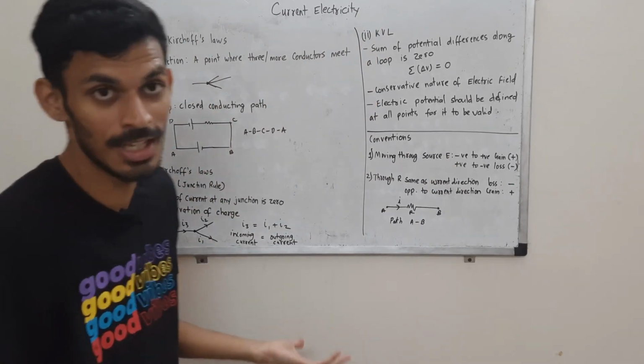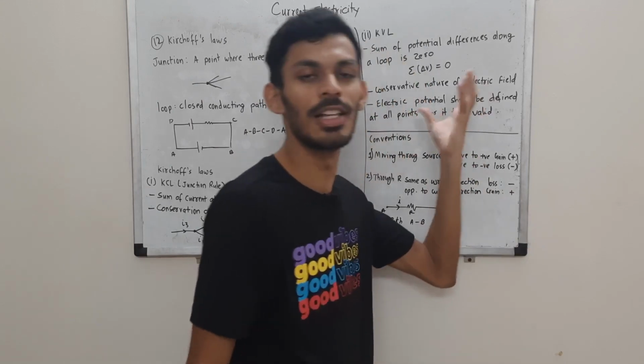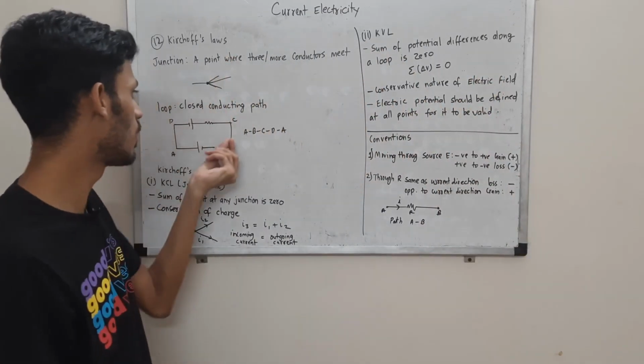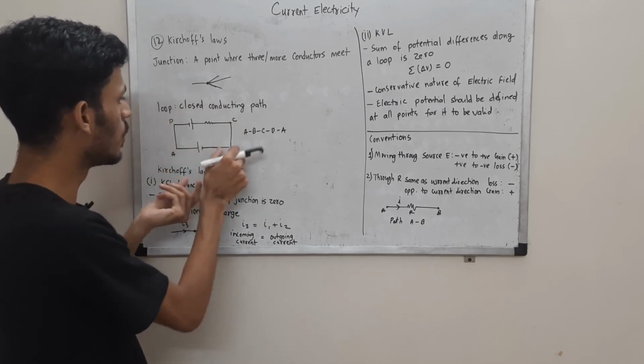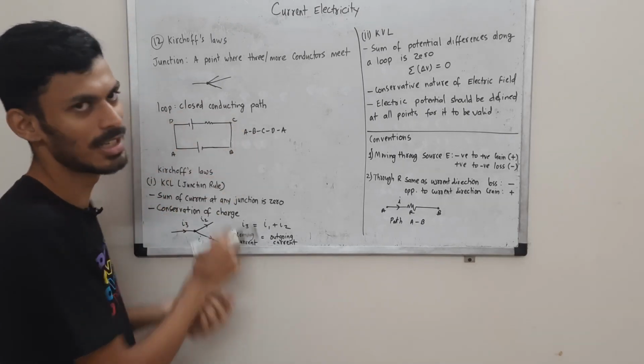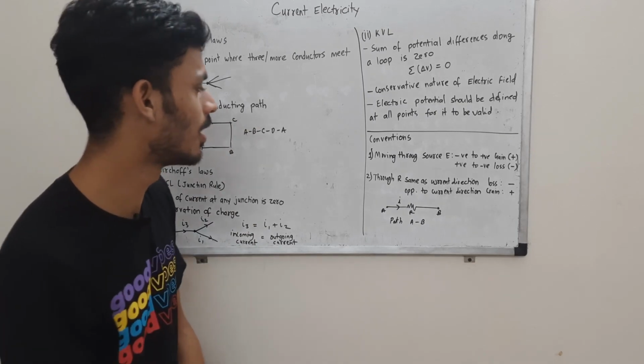So why is this useful, you are saying? Because this will give you one of the equations. If you start from A and come back to A, this will give you equations regarding these components in the circuit. We'll see it in a question.